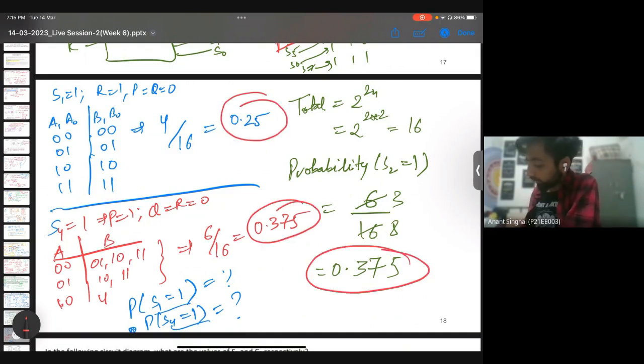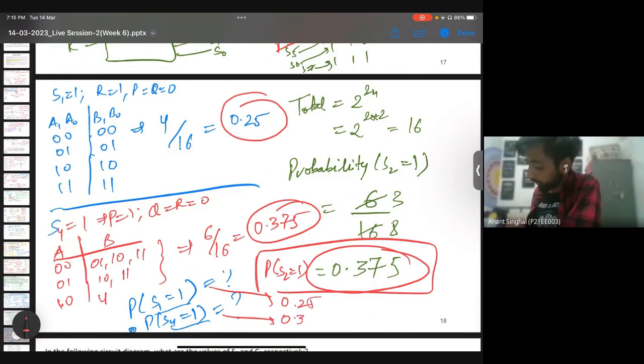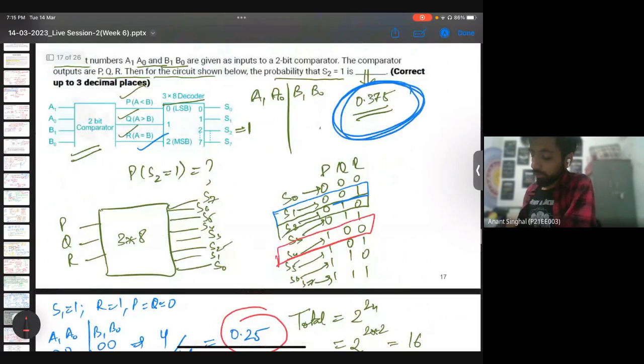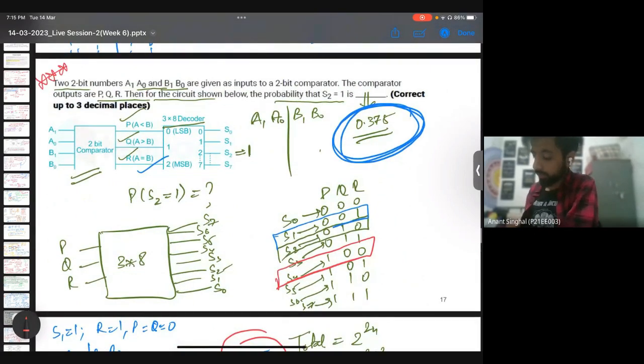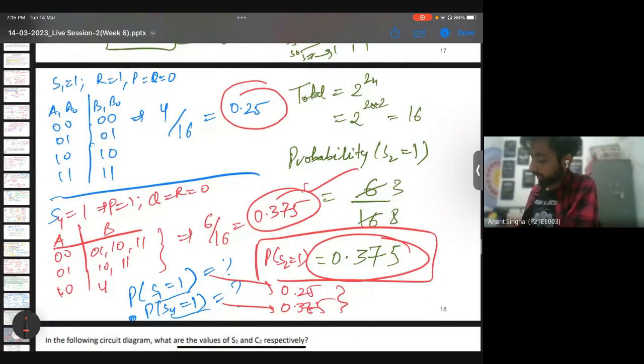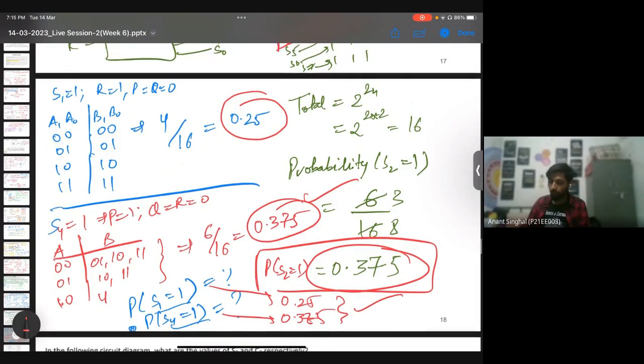So we calculated for S2 equals 1, and this will be the answer. For S1, the answer will be 0.25, and for S4, the answer will be 0.375 again. So we have covered three questions in a single question, and this was quite an interesting question. So you should look at it quite carefully. For the three parts, the answers are 0.375, 0.25, and then again 0.375. So you can note down the question. We'll do the next problem in 2 minutes.